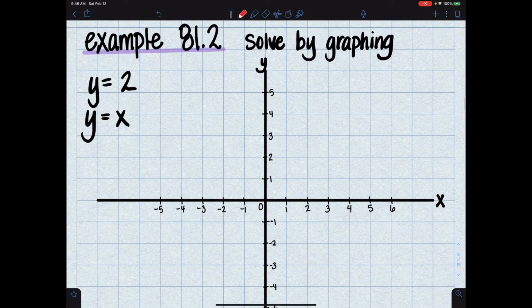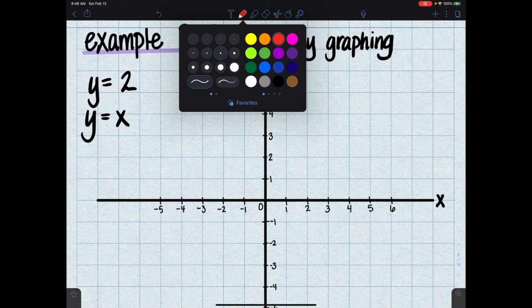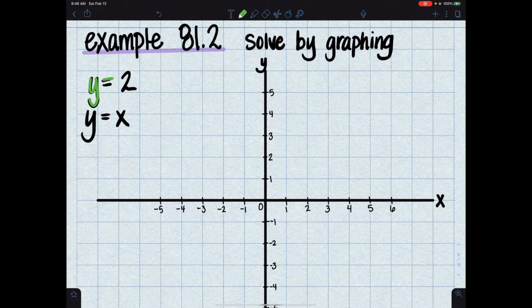So what color should we use? How about a green? Let's do y equals 2 in green. So where would that be? That basically is saying that no matter what you put in for x, you can pick any x, like 6, it's always going to be 6, 2, 4, 2, 2, 2, right? So -2, 2. So no matter what you pick, the y is always going to be 2. So that line, y equals 2, looks like this. This is easy peasy. So this is y equals 2.